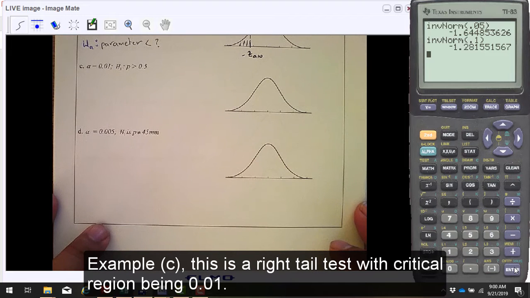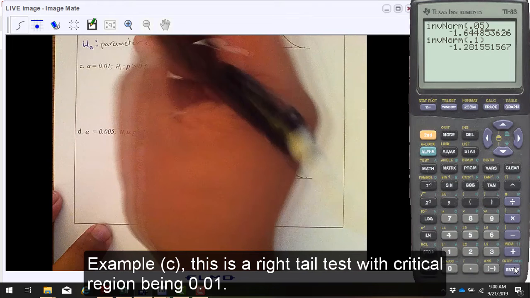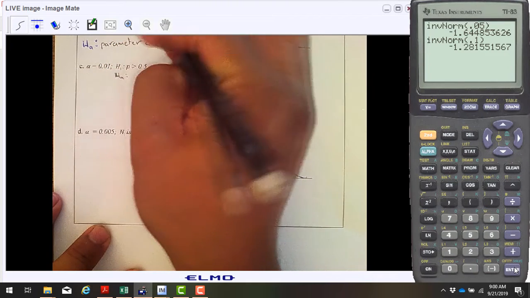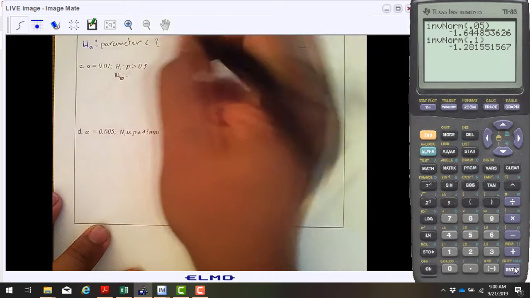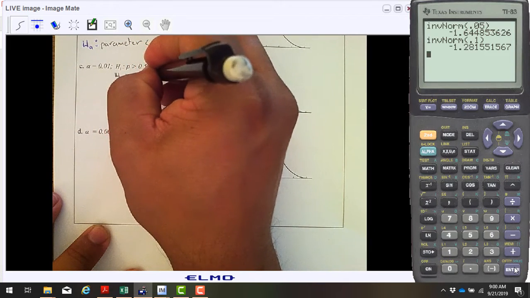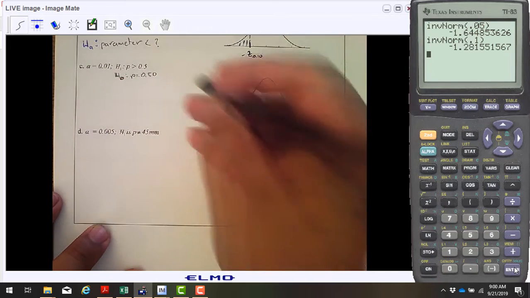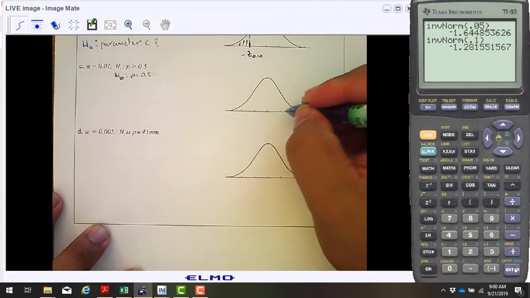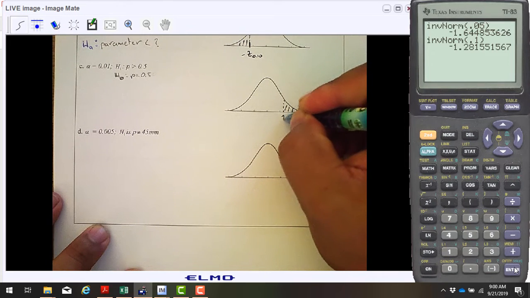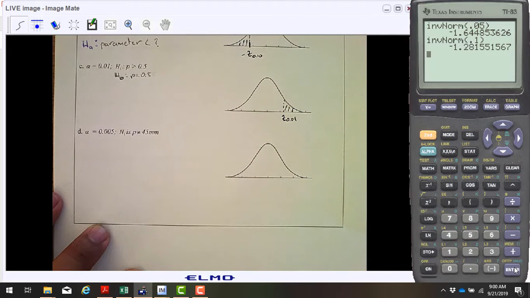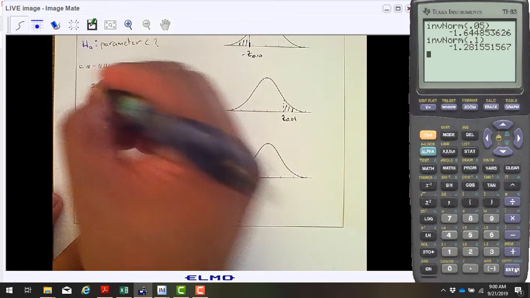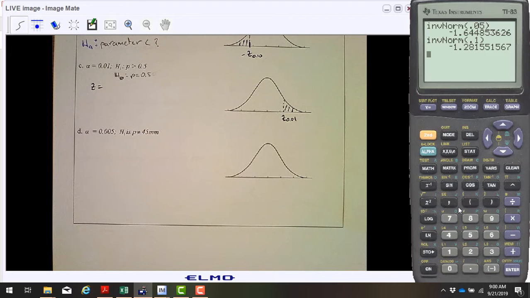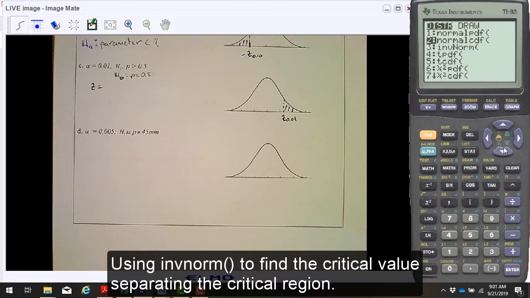Example C, this is a right-tailed test with critical region being 0.01. Using inverse norm to find the critical value separating the critical region.